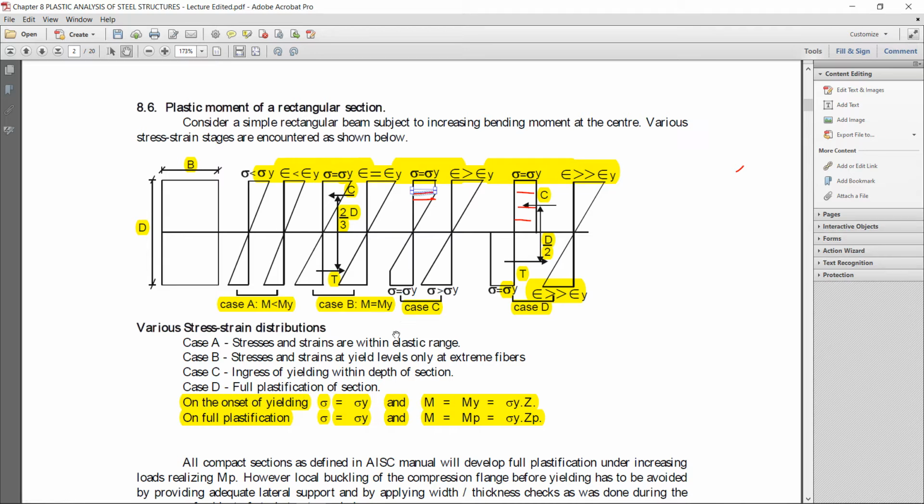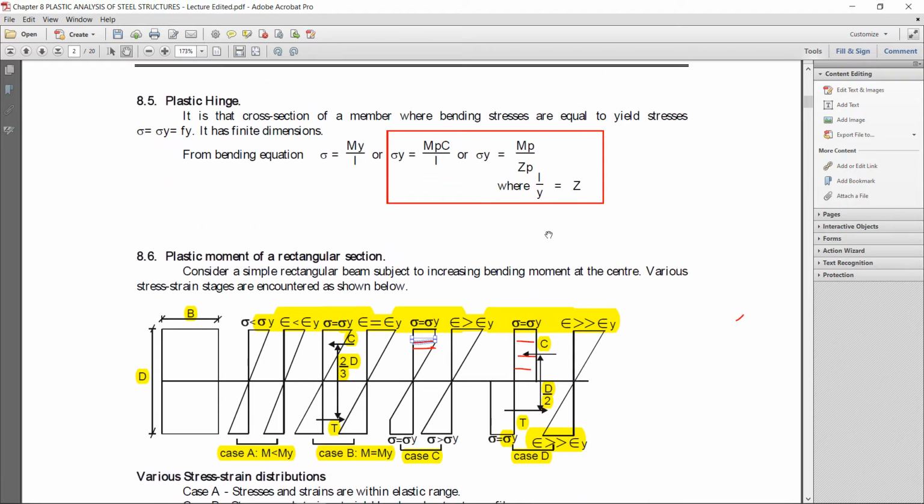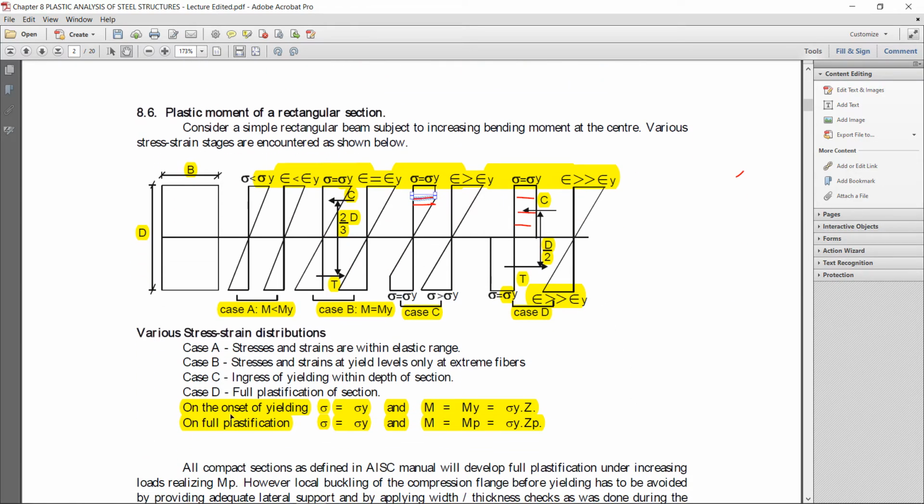Here there are two section moduli, the elastic section modulus and the plastic section modulus. I have already shown that. That is the same formula, just multiplied up and down. If you take the Z to the other side, that will be sigma into Z, that will equal M.